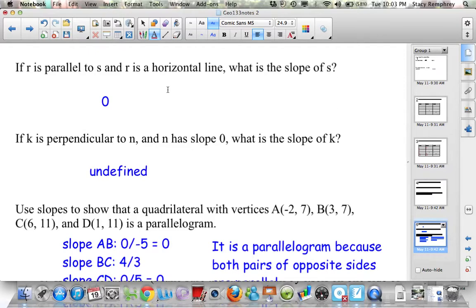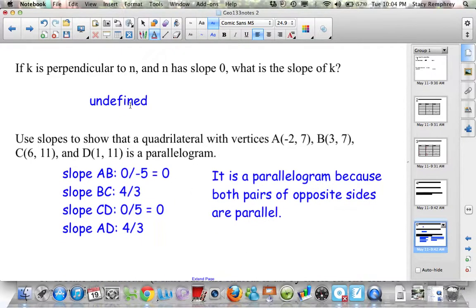Okay, so as we move through, if R is a horizontal line, then it has a slope of 0 because it is not rising any. So the 0 is in the numerator. And since S is parallel to it, it has the same slope, a slope of 0. If K is perpendicular to N and N has a slope of 0, the slope of K is the opposite reciprocal. The opposite doesn't really matter here because we're talking about 0 and 0 is neutral. But that means the 0 is now going to be in the denominator, which gives us an undefined slope.